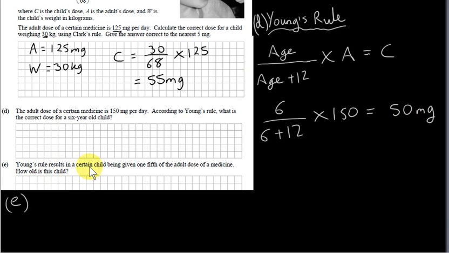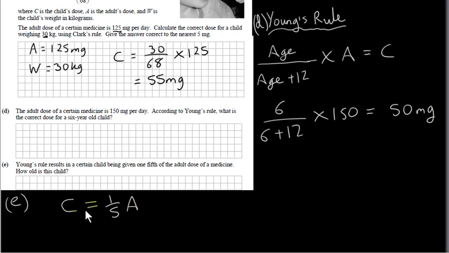Young's rule results in a certain child being given 1/5 of the adult dose of a medicine. How old is this child? So the child is given 1/5 of the adult dose. So A is the adult dose. The child's dose is C. So the child's dose C is 1/5 of the adult's dose, which is A. A stands for the adult's dose. So C is equal to 1/5 of A, or A divided by 5, or 0.2 times A.